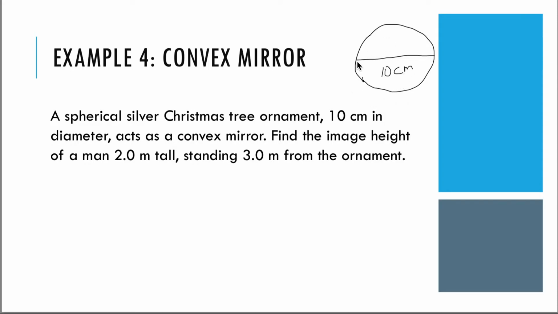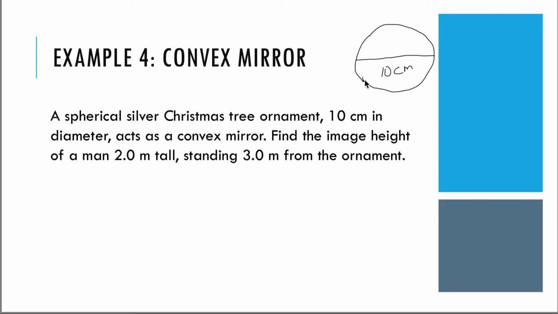It acts as a convex mirror. Find the image height of a man 2 meters tall, standing 3 meters from the ornament. You know that when you've been looking at the ornaments on the trees, of course you're a lot bigger than the ornament, but you see a very small picture of yourself in that ornament, right? So that's kind of what we're trying to find. What is the image height that you see when you look at the ornament?